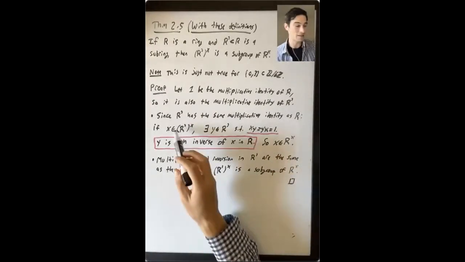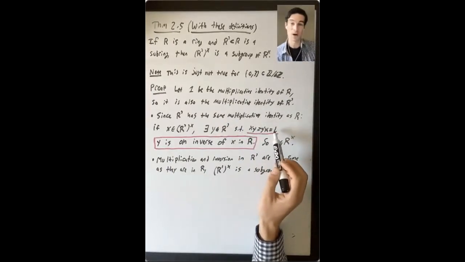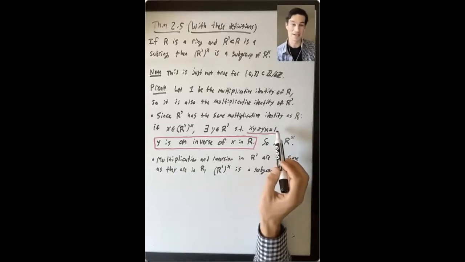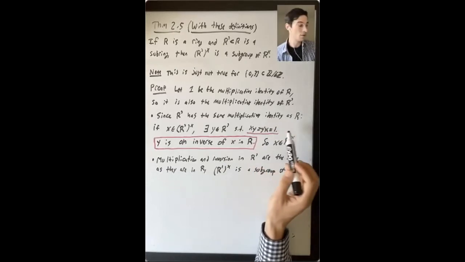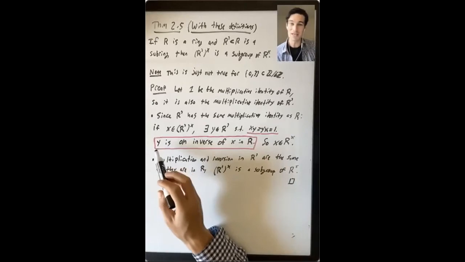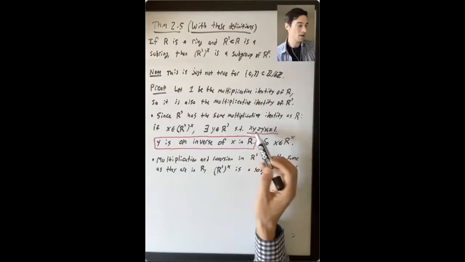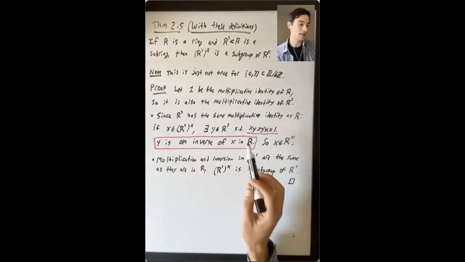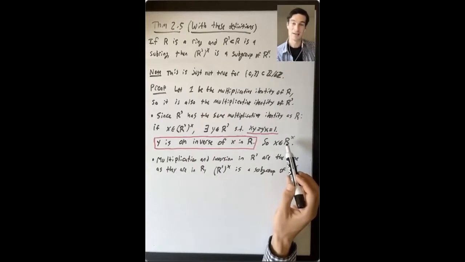So what does it mean for X to be a unit? It means there's some Y in R prime, so that X times Y equals Y times X equals 1, the multiplicative identity in R prime. But we know that this is also the multiplicative identity in R. X and Y are also elements of R. So Y satisfies the things you need to satisfy to be the inverse of X in R. So X is also a unit in R. So what are we seeing? We're seeing that the set of units in R prime is a subset of the set of units in R.